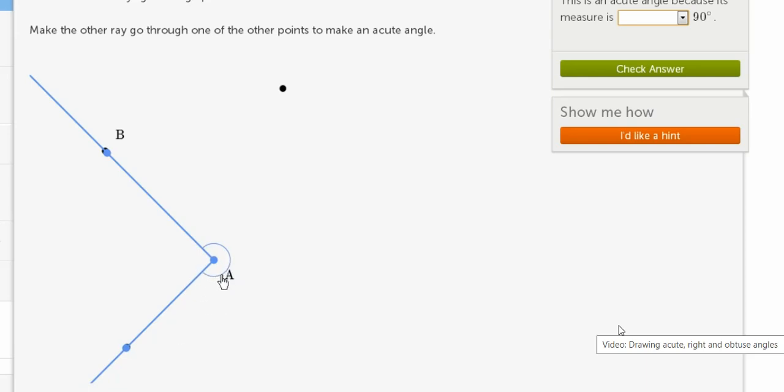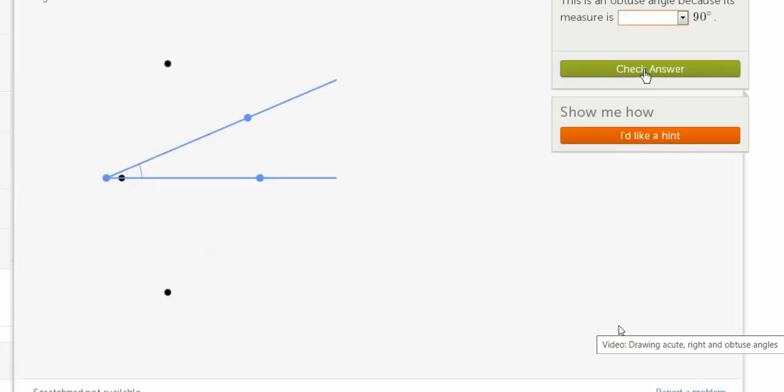So we have to pay attention to this arc to make sure that the tool is looking at the same angle that we are. So once again, we want an acute angle. So this right over here looks like an acute angle. It looks like it is less than 90 degrees. And we have to be very careful that we go exactly through that point. So that looks about right. This is an acute angle because its measure is less than 90 degrees. Let's do a few more of these.